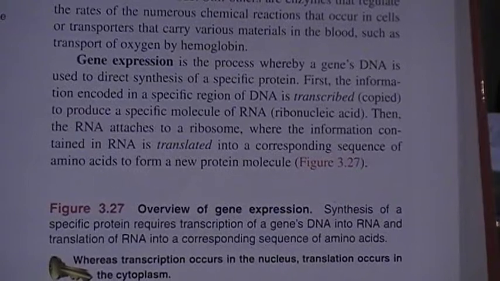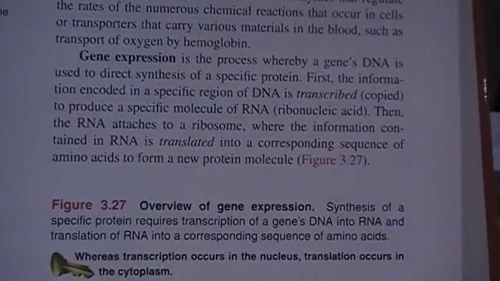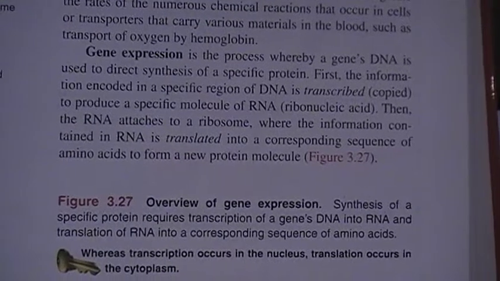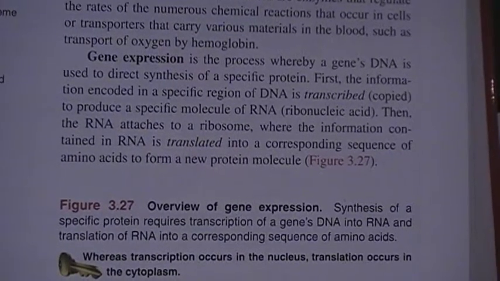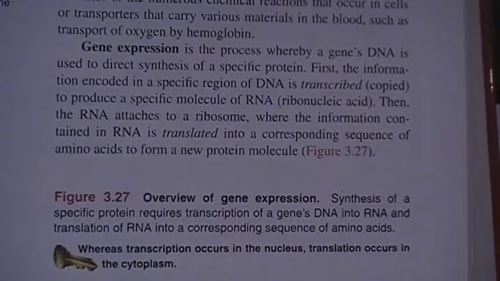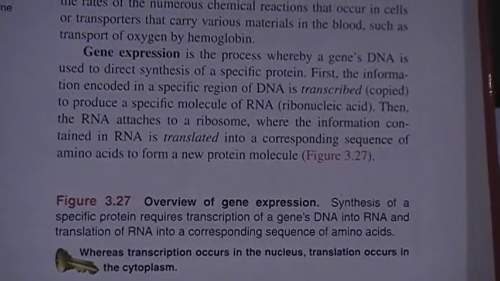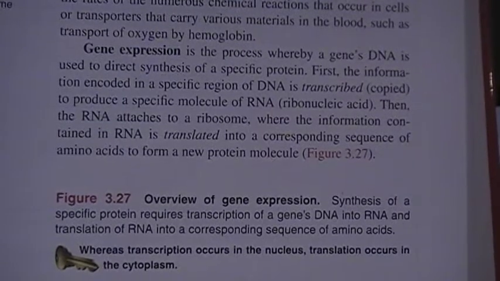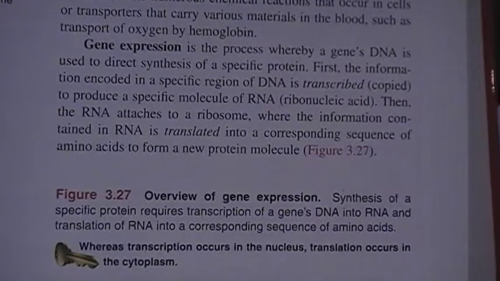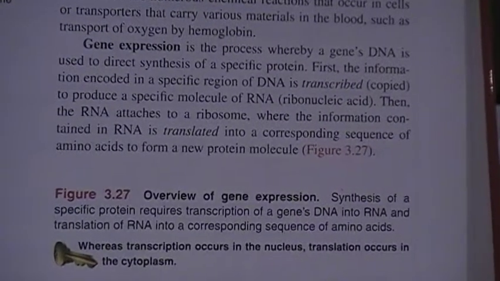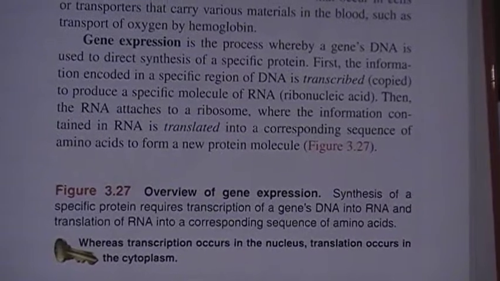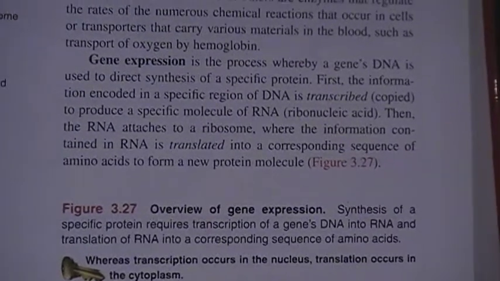First, the information encoded in a specific region of DNA is transcribed to produce a specific molecule of RNA. Then the RNA attaches to a ribosome, where the information contained in RNA is translated into a corresponding sequence of amino acids to form a new protein molecule.